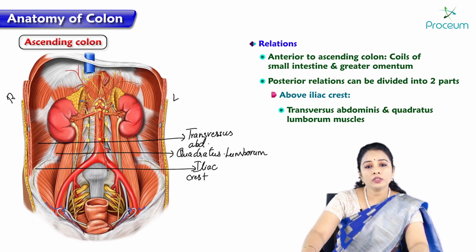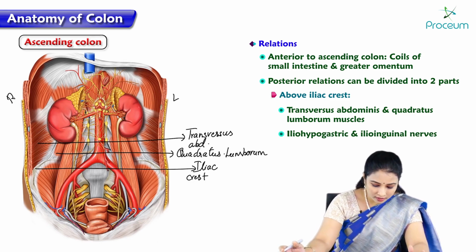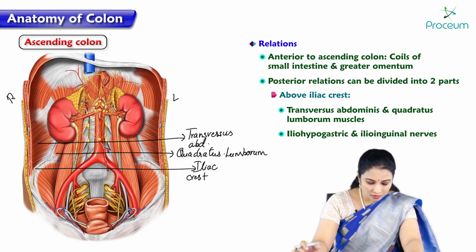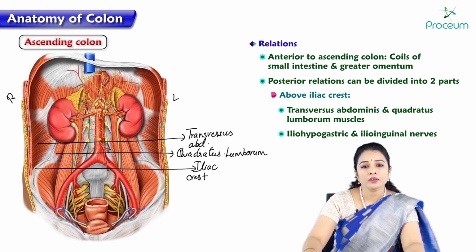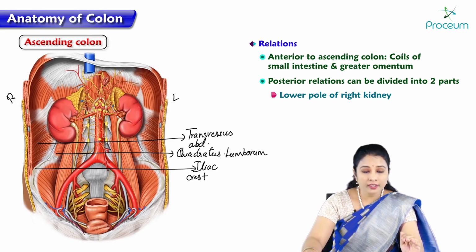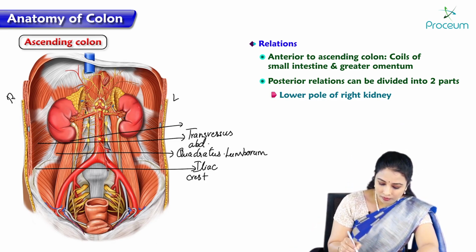And it is also related to the iliohypogastric and ilioinguinal nerves. So posteriorly it is related to the iliohypogastric and ilioinguinal nerves, which are not shown in this image. And the lower pole of the right kidney is also related. So we can see on the right side the lower pole of the right kidney.